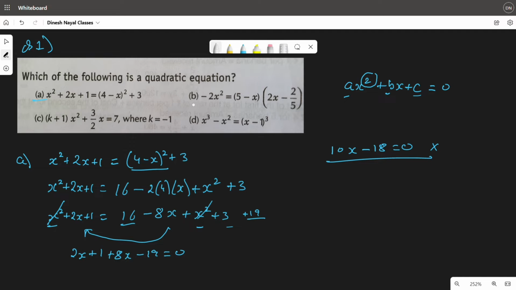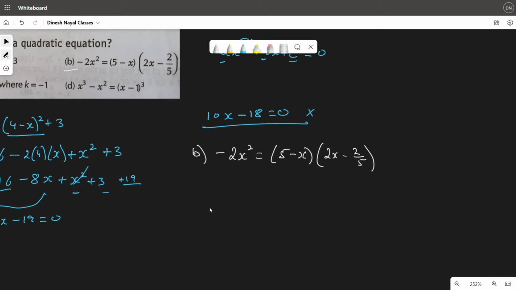Okay. Now taking the b part. Now b is minus 2x square equals 5 minus x, then bracket 2x minus 2 by 5. So this is minus 2x square, and then expanding this bracket.